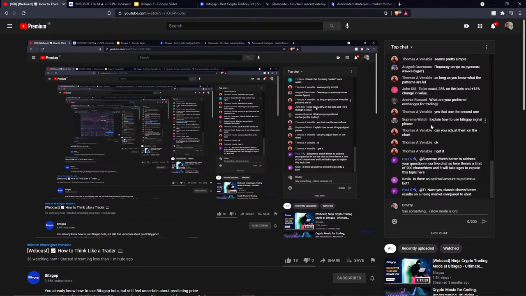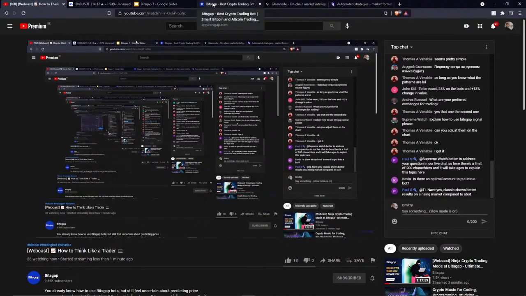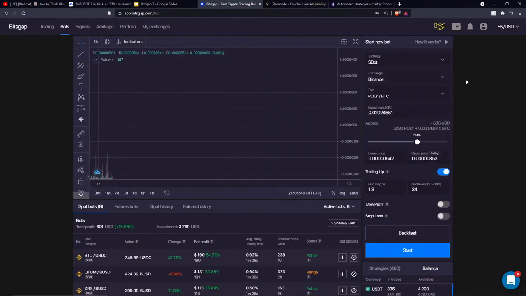Is there an optimal amount to put into a bot? Well, I recommend, usually you need to have around $300. That's pretty much the minimum you need to set a comfortable configuration, so that you have enough grid levels and you give the bot enough space to capture these market swings. Because if your grid levels are too far from each other, and the market moves within this range but never actually touches your grid levels, then what's the point of your bot?